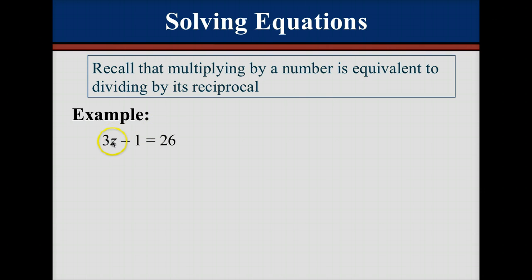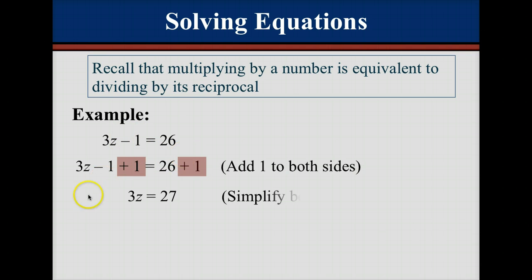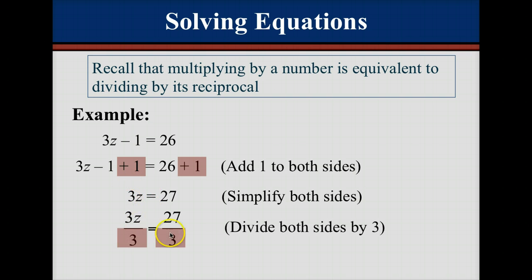Let's solve for z. Well, we've got something subtracted from it, so let's add 1 to both sides. We'll have 3z is equal to 27. What I've noticed are a lot of common errors. This is a positive 3z. They try to subtract 3 from both sides, but no, this is being multiplied. You want to use the inverse operation. 3 is being multiplied by z, so let's divide both sides by 3. So z is equal to 9.